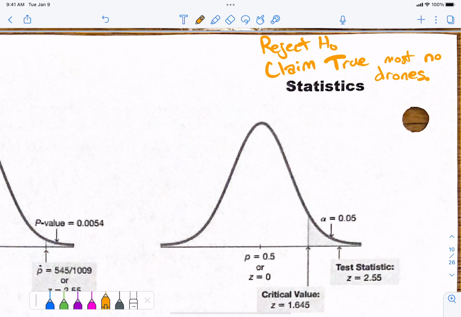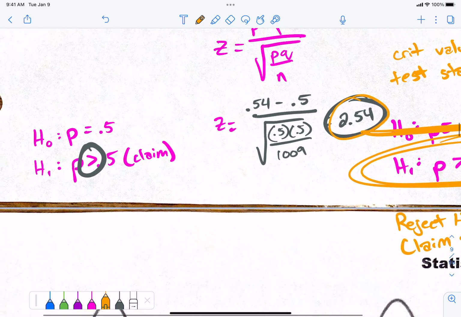Yeah. Okay, that's what we're saying with the claim. So since we're saying the claim is true, we're saying that most people don't want drones. Most people are a no for drones, right? That's what we're claiming. All right, let's see if that's the same result that we get over here.